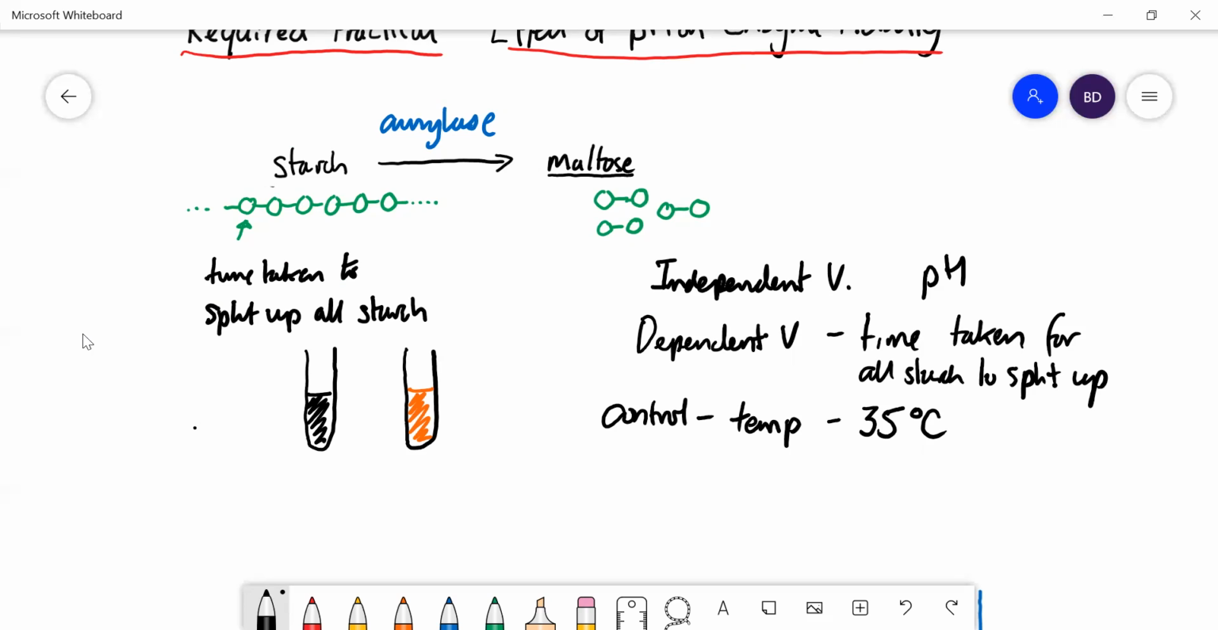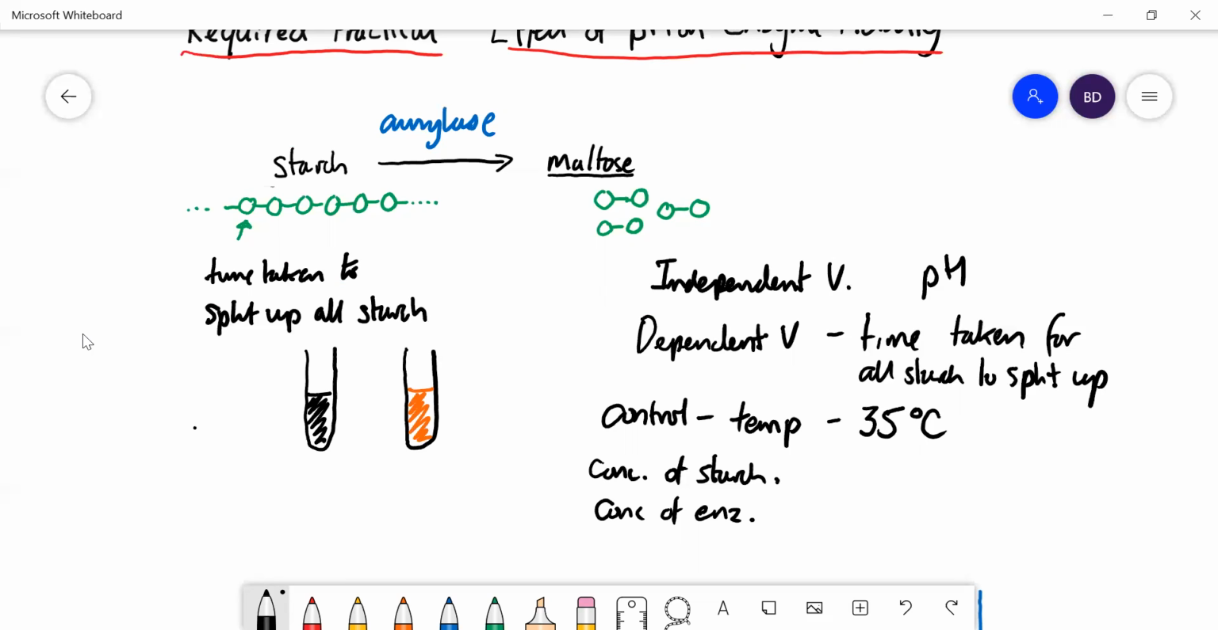What else do we need to keep the same? Well, we want the concentration of starch to be the same in every experiment, and the concentration of the enzyme to be the same in every experiment. The only thing we want to change is the pH of the solution. So we've got to think about that in our experimental design.